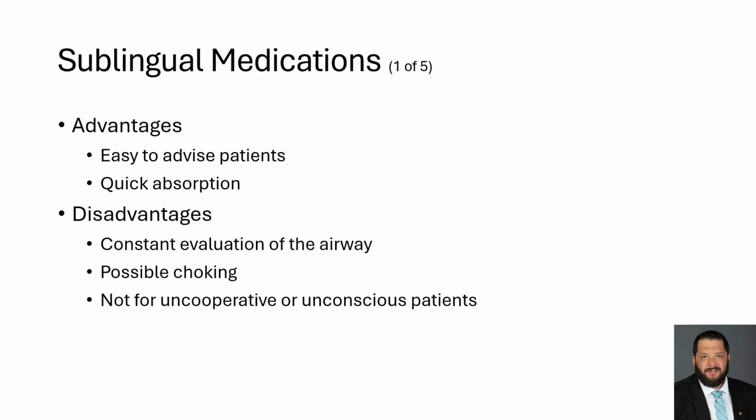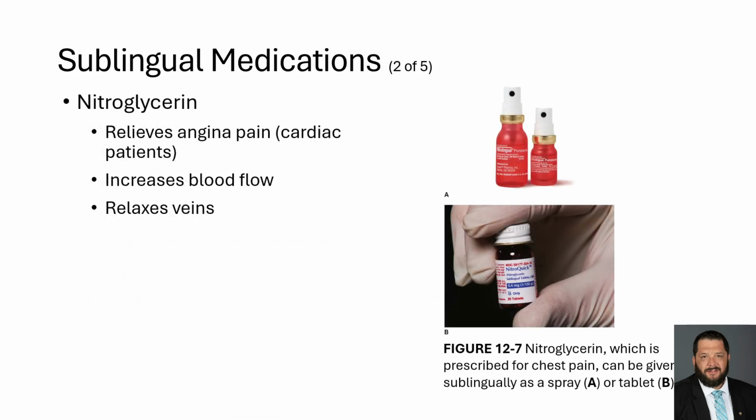Sublingual medications are medications that are delivered underneath the tongue for direct absorption into the blood vessels through that capillary membrane. The advantages for this, it's easy to advise patients. It's for quick absorption, so it gets a more rapid uptake into the bloodstream for more rapid effectiveness. Some disadvantages, because again, you're placing this in the patient's mouth. It requires constant evaluation for the airway. There's a potential for choking, and the patients may not be cooperative, and you can't administer it in the unconscious patient. The most common sublingual medication that we'll give as an EMT is nitroglycerin.